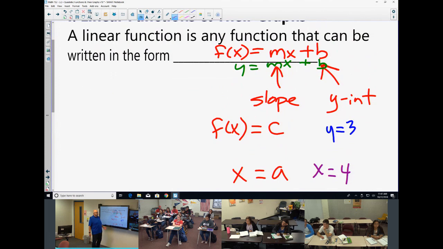But those are the different types of lines. So we have horizontal lines, vertical lines, and then any line that has a slope will be able to be written in the form y equals mx plus b. Okay?